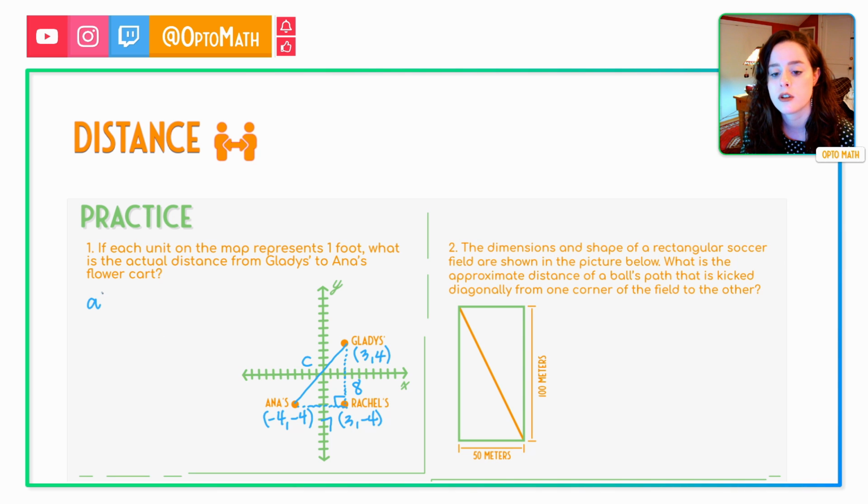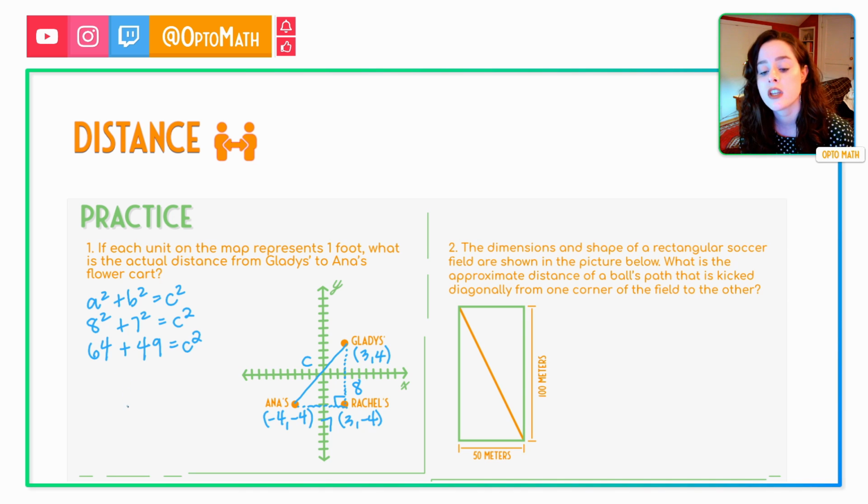So let's substitute into the Pythagorean Theorem. A squared plus B squared is C squared. A is 8 or 7, it doesn't matter. 8 squared plus 7 squared equals C squared. 8 squared is 64. 7 squared is 49. So we have 60 and 50, which is 110, plus a 3, so 113.